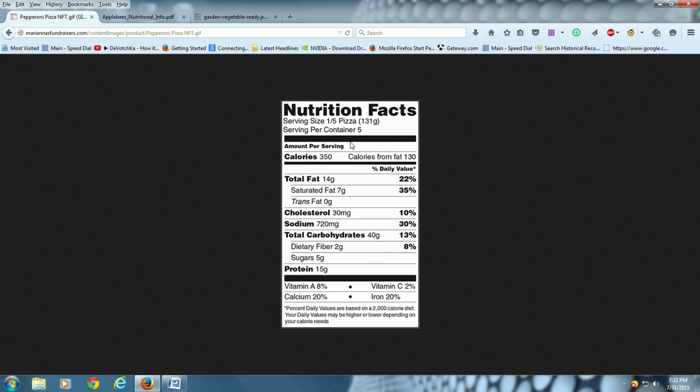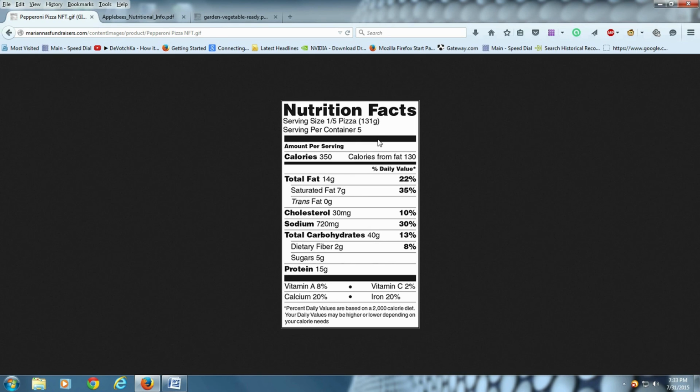When you have your macronutrient profile, and I'm gonna get to that later on, when you look at nutritional facts, let's say for instance, me personally, I take in about 90 grams of fat a day. So if I have 1/5 of this pizza, that's already 14 grams of fat from my 90 grams of fat a day. And now let's just say I was really hungry and I decided to eat the whole pizza in one sitting. That's 5 servings.